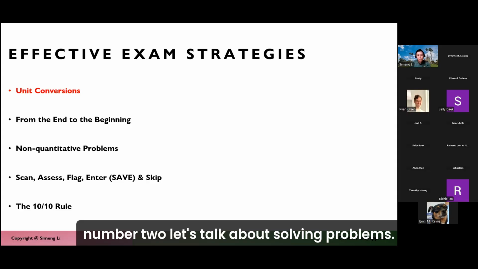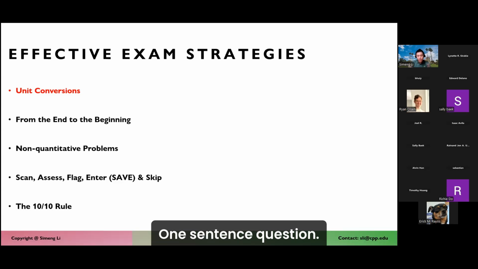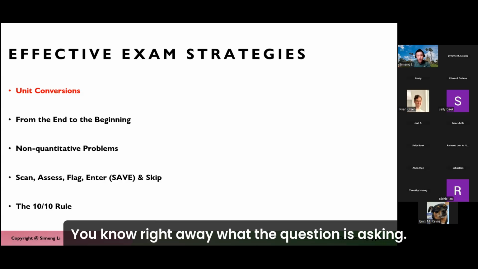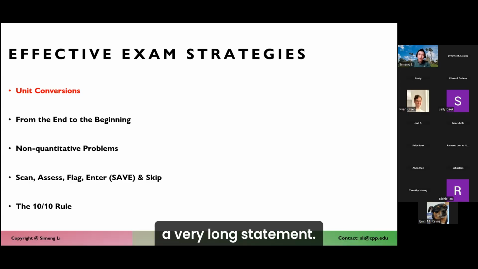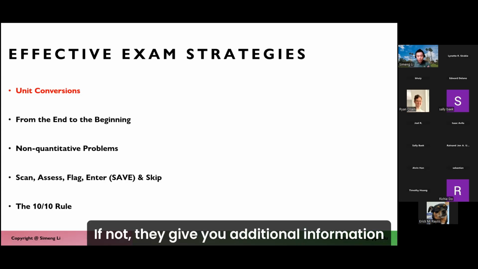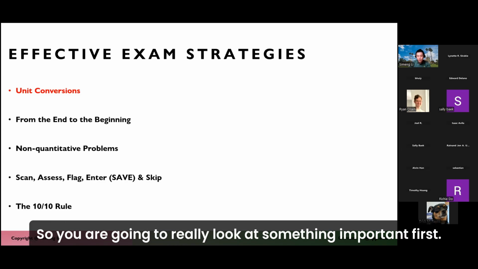Number two, let's talk about solving problems. There are problems that will be very straightforward, a one-sentence question. You know right away what the question is asking. There are also questions that give you a very long statement, extremely long, and often they give you additional information that you do not need to use during this exam. So you are going to really look at something important first.